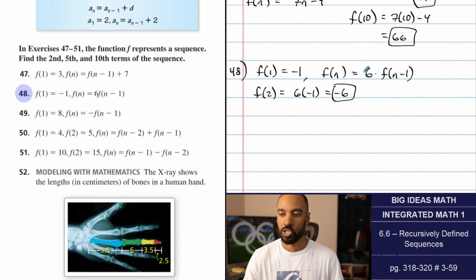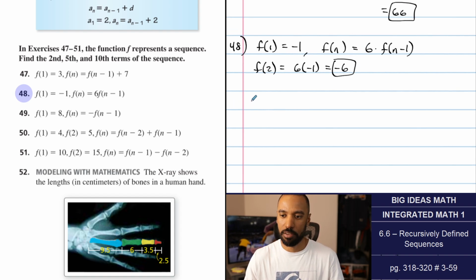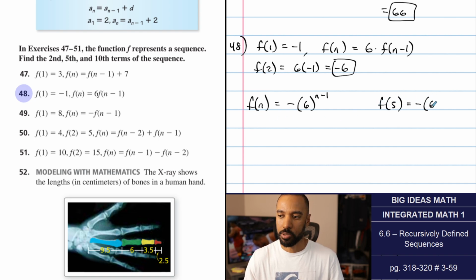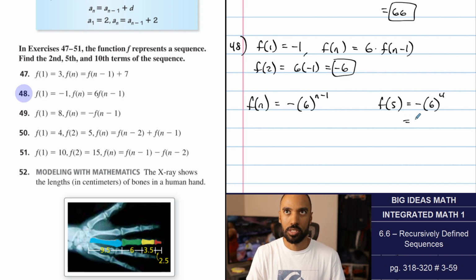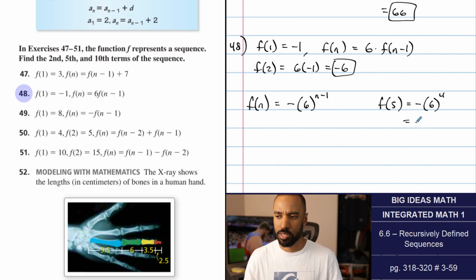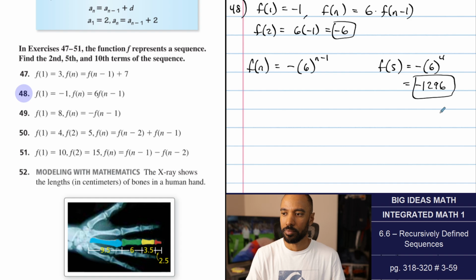This is one where, if I want to find the fifth term, let's go based off the explicit rule. We take the first term of -1 and multiply it by 6 to the n-1 power. So if I want to find the fifth term, I would do the opposite of 6 to the 5-1 power, or the fourth power. 6 to the fourth power is 1296, I think. So this is -1296. Remember, all these answers will be negative.